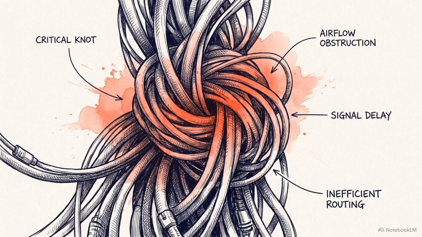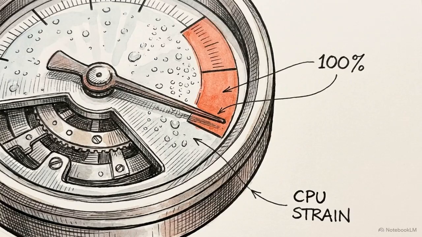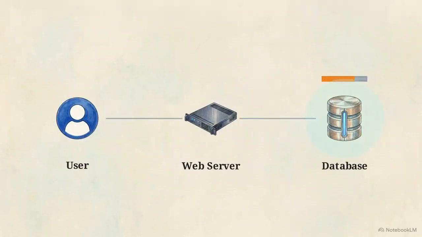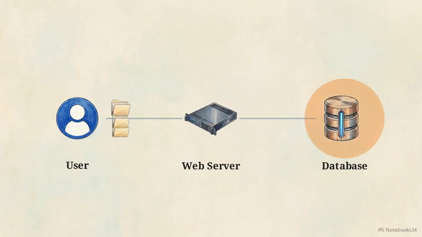But despite these hardware additions, this architecture hides a severe inefficiency. We are wasting compute cycles on tasks that should have already been solved. Every time a user requests a popular page, the web tier forces the database to execute the exact same query, retrieve the exact same data from disk, and send the exact same response.